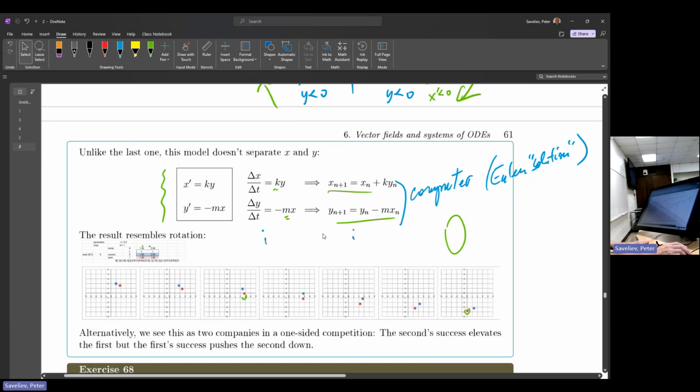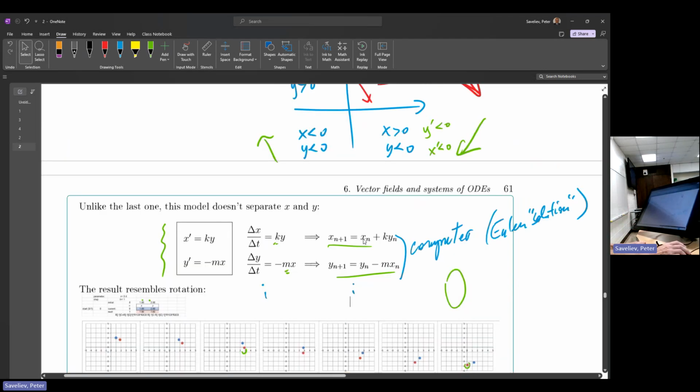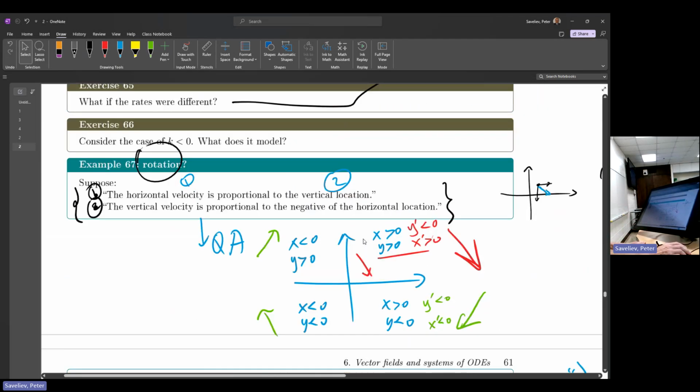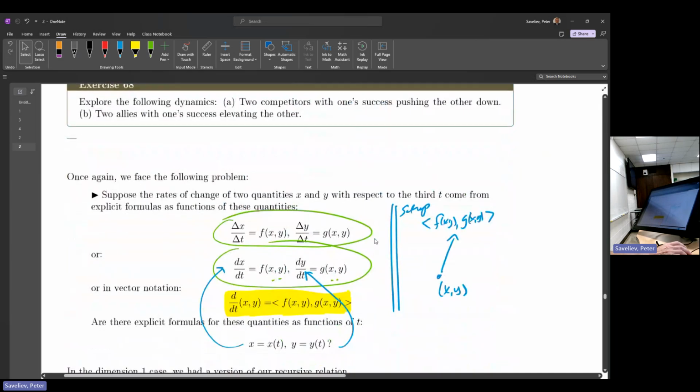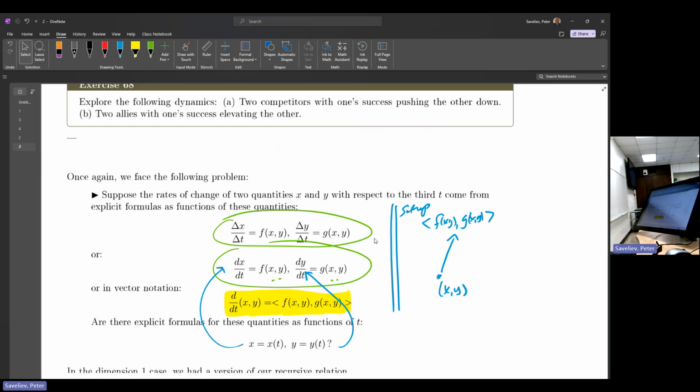Nonetheless, just like with dimension 1, we are not going to limit ourselves to modeling and simulation only. We also need to understand what it is that we are getting, and whether it is possible to get the exact solution.